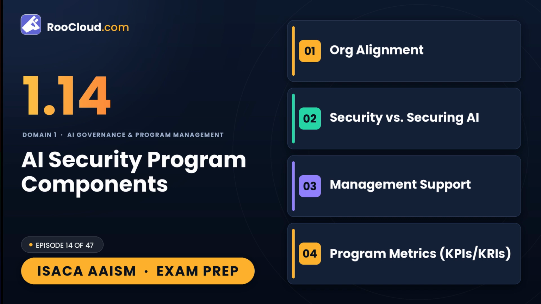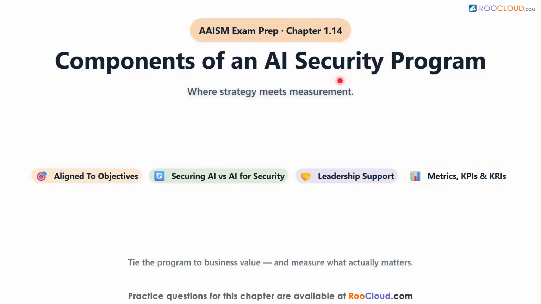Welcome to Domain 1, Section 1.14, the components of an AI security program. In this session, we will look at how a program aligns with organizational objectives, the crucial difference between securing AI and using AI for security, why leadership support matters, and how to measure the program with metrics, key performance indicators, and key risk indicators.